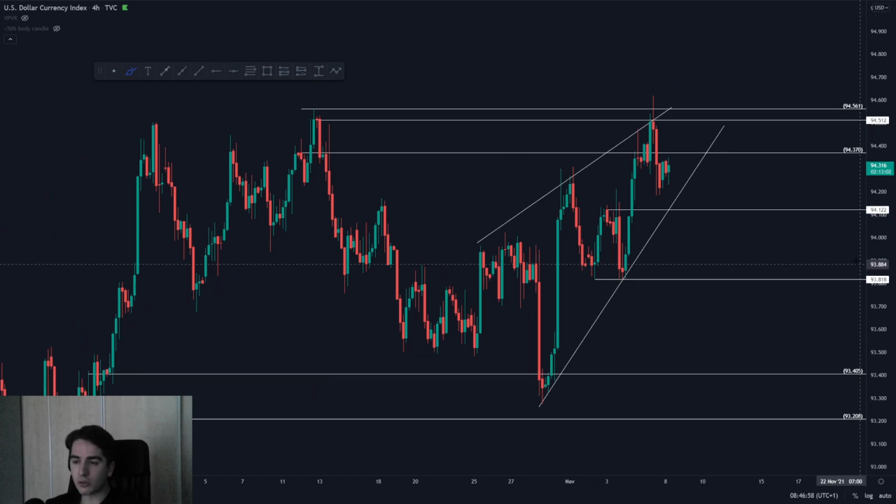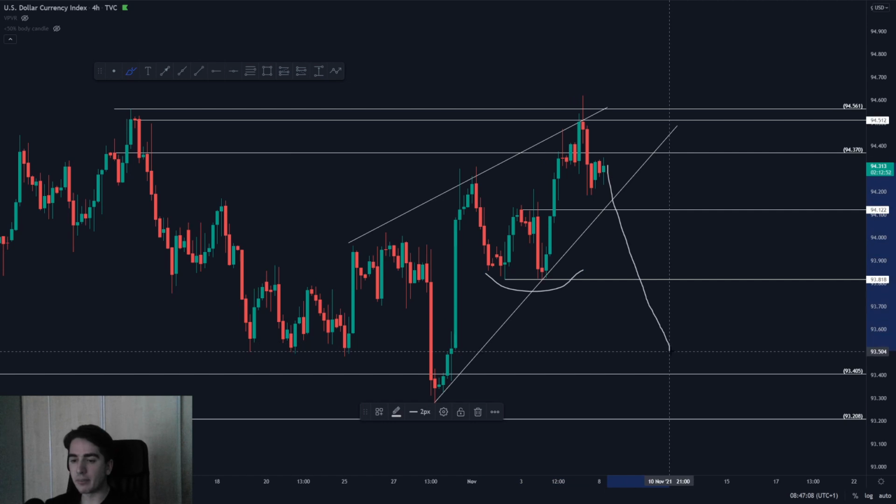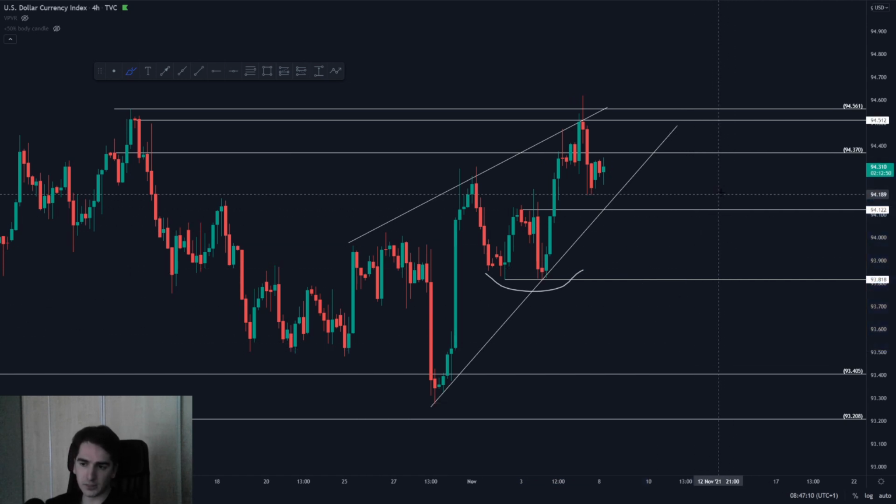I am of course looking for further downside from the dollar index after hitting that area of daily and 4-hour demand, and of course forming that wedge. But for now we do need to break this low if we really want to be significantly bearish on the dollar. So yeah, that's pretty much it from the dollar index.